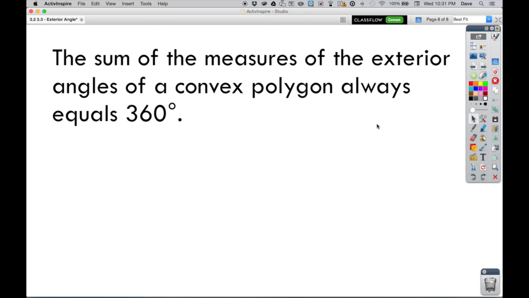All right, so because of this, it always turns out that the sum of the measures of the exterior angles of any convex polygon, and again, only convex, always adds up to 360. So it doesn't matter if it's got 10 sides, 200 sides, or 3 sides, those angles always add up to 360 degrees.